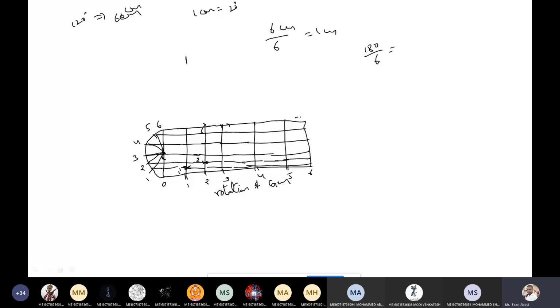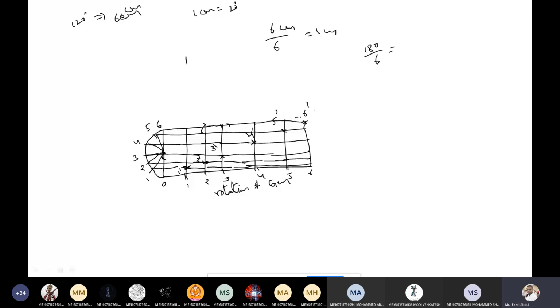Third line is passing here and third line is passing here. Give the name as 3 dash. And fourth line is passing here and fourth line is passing here. Both are intersecting here. Give the name as 4 dash. This is 5 dash. This is 6 dash. Okay.